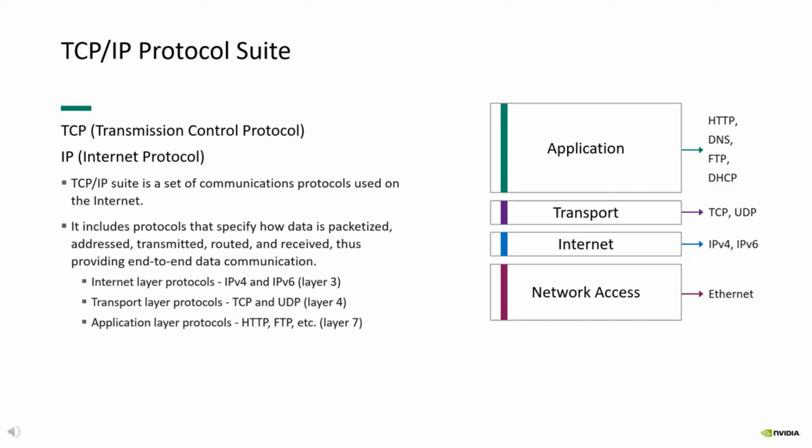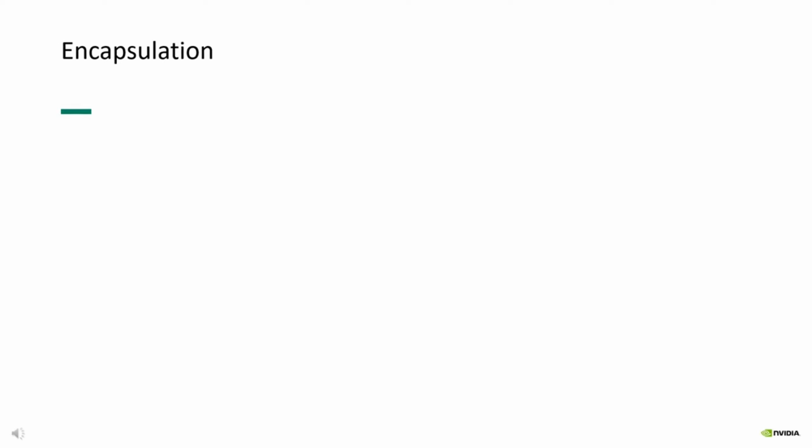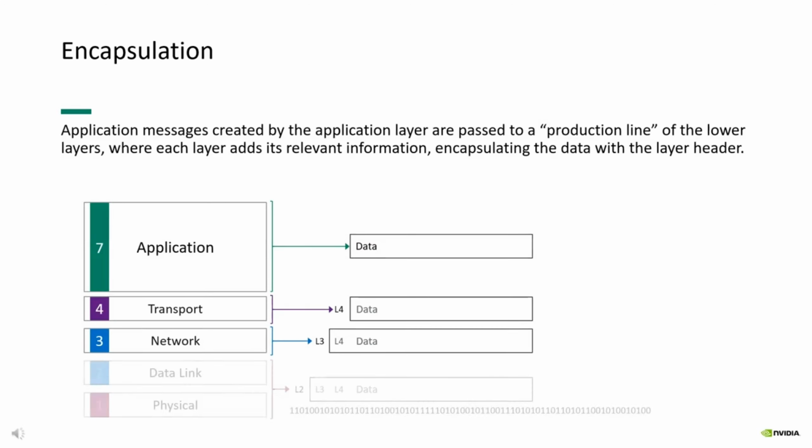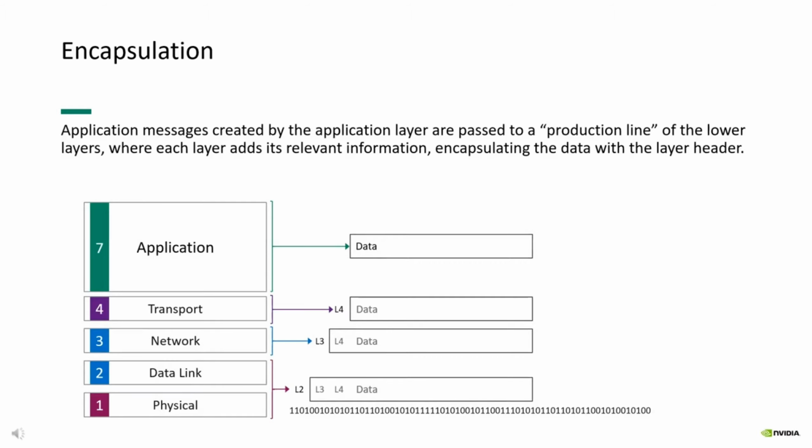We'll cover some of these protocols in more detail in the following units. In order to understand how data is transmitted between applications, it's important to understand what encapsulation is. The sending application creates messages that are passed to a production line of the lower layers, where each layer adds its relevant information in a process known as encapsulating the data with a layer header.